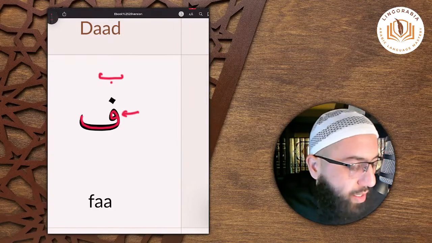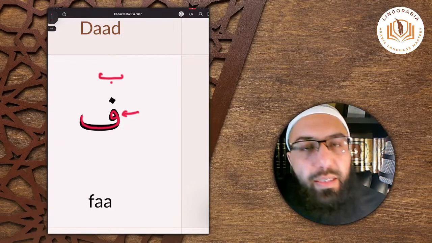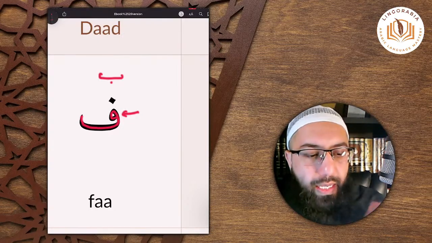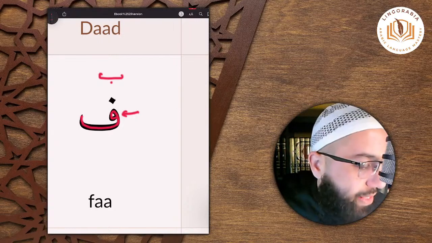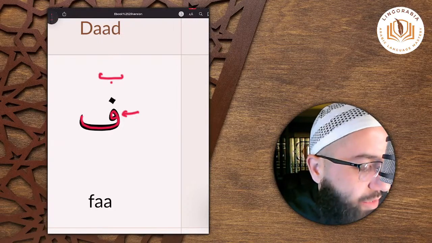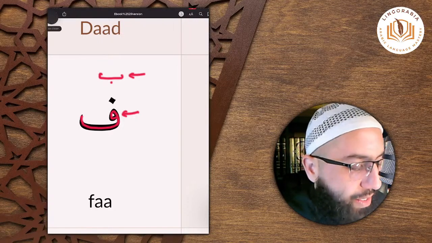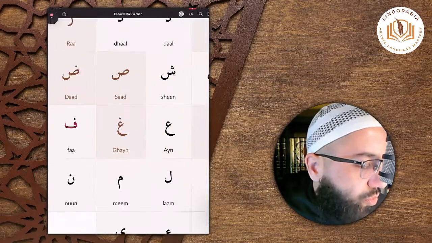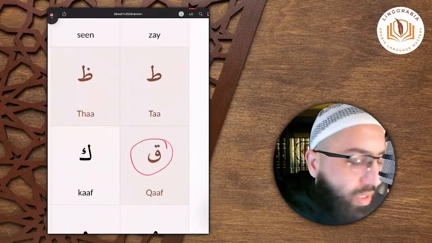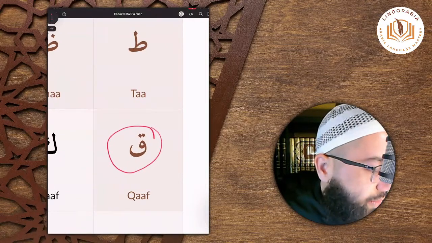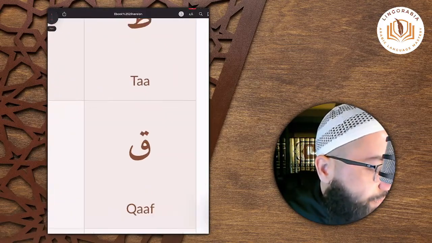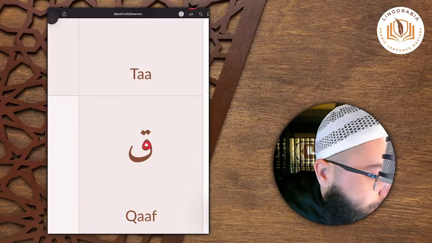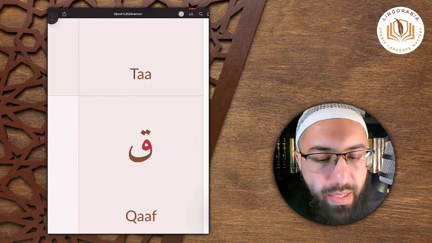So that it has two parts: the upper part and the bottom part. The upper part is a round shape that you draw by going clockwise, and then the bottom part is similar to the Ba. Okay, and this is the letter Fa. Then when we go to the letter Qaf, we will come back to the pronunciation of it. The letter Qaf, we see that it has a similar round shape. Okay, it starts with a similar round shape.